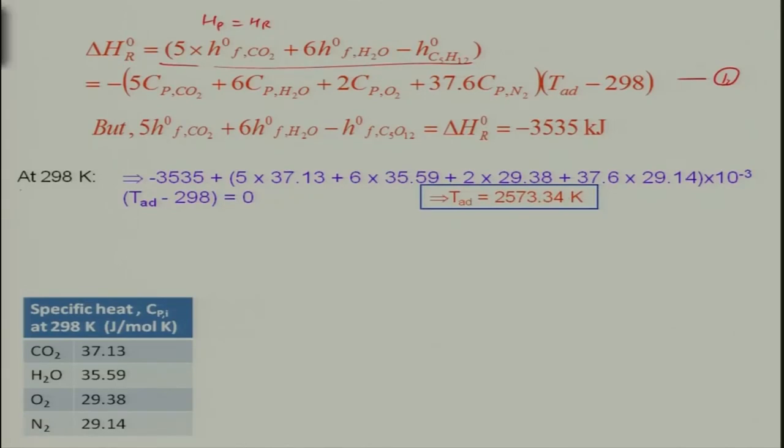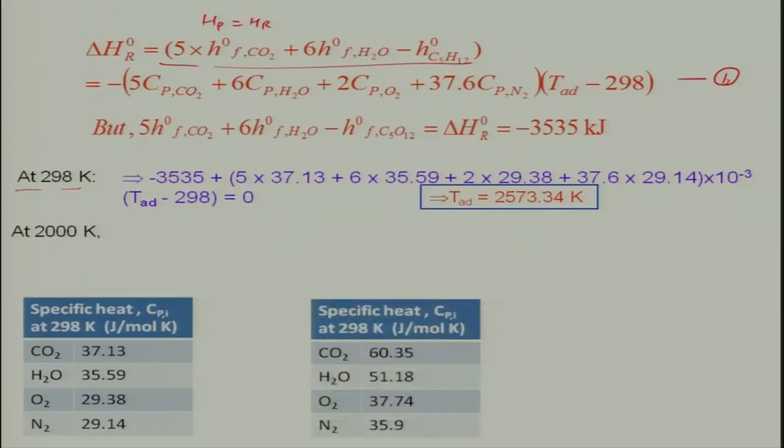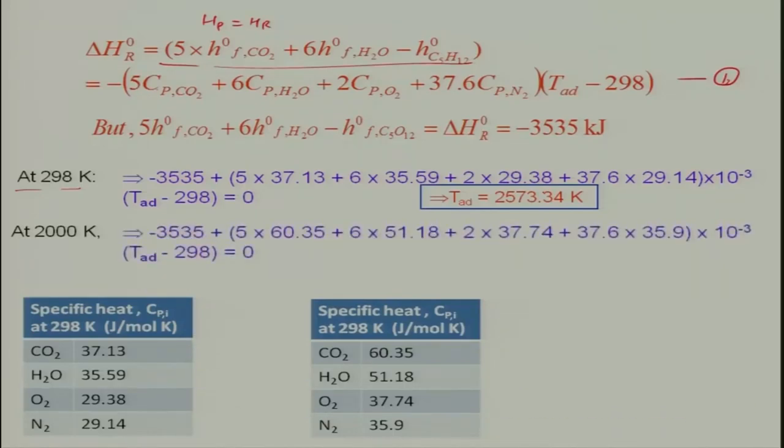I am assuming this temperature is what? The product temperature, because these are all products: carbon dioxide, water, oxygen, nitrogen. And that is quite a big value. Now I will take another guess, that is 2000 Kelvin. It may or may not be right, but I will take that. Then I substitute these values from the table, at, oh sorry, this will be 2000 Kelvin.